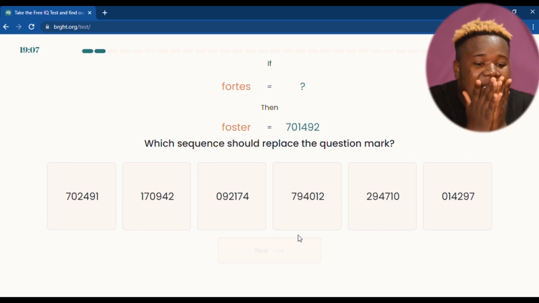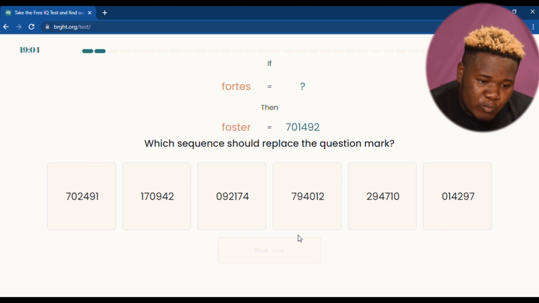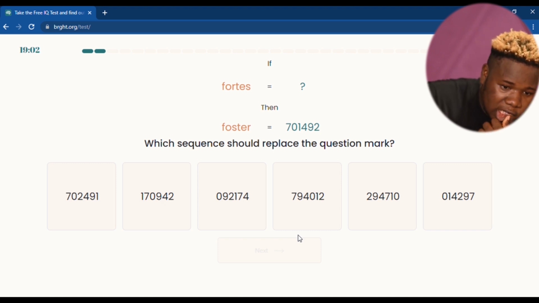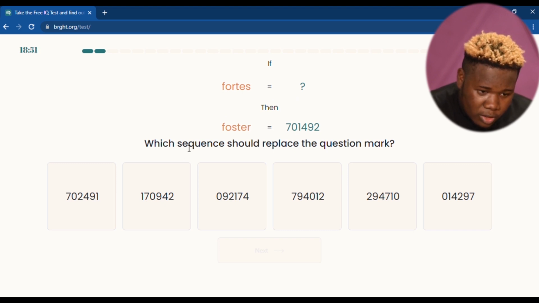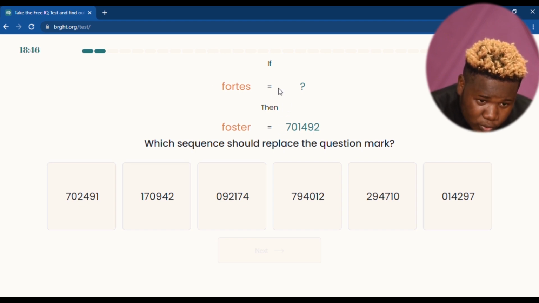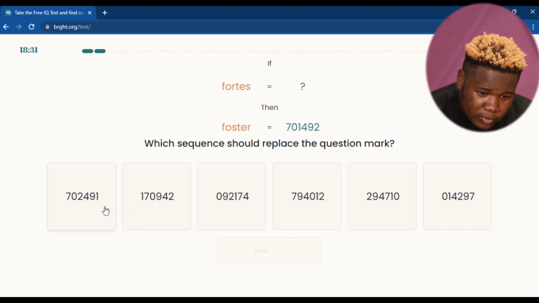E40 equals question mark 4 star. Okay. So I see what they're doing here. They're linking the number to the letters. So 7 is F, O is O. Okay. Which to replace the question mark? So we have FO, that is 7O. The arrow is here, that is the end. 702. Then T is 4. 7024. So we have it here.